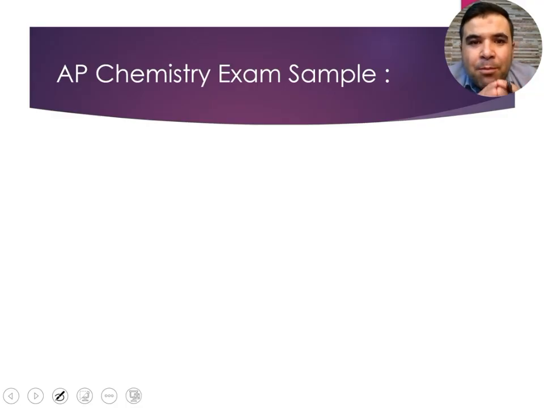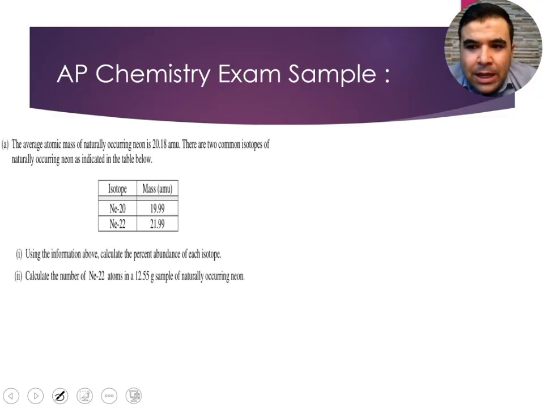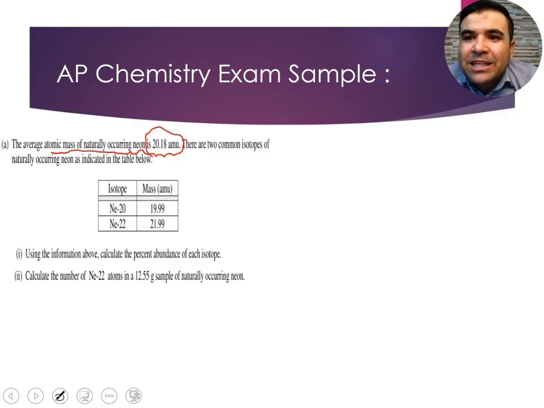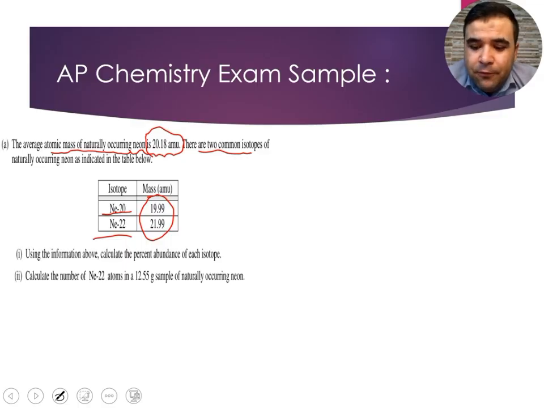IB real exam questions. Let us solve this question and then we'll end the session, guys. This question has 2 parts. It says the average atomic mass of neon is 20.18 AMU. It has 2 isotopes, neon 20 and neon 22, and the mass of each isotope is given. First, using the information above, calculate the percent abundance of each isotope.